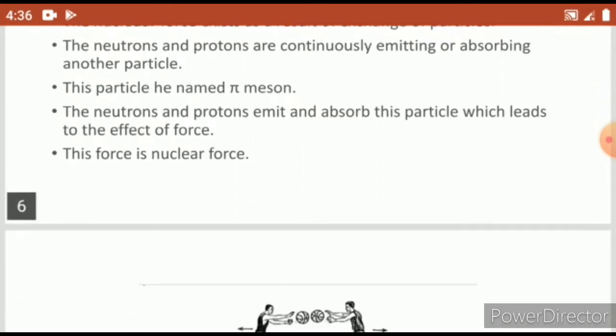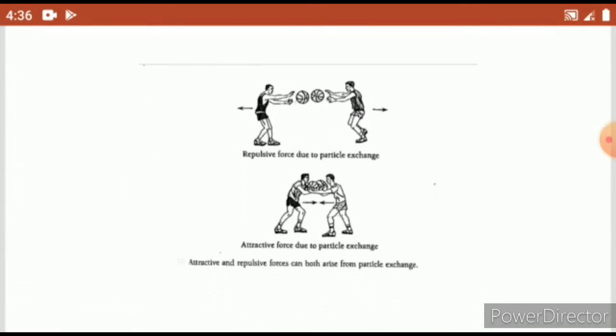The analogy of this kind of example can be shown by two boys playing with balls. So let us suppose two boys playing with balls. If the boys throw the balls at each other, they move backward, and when they catch the balls thrown at them, their backward momentum increases.